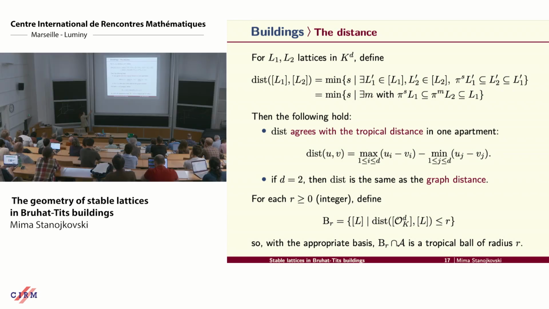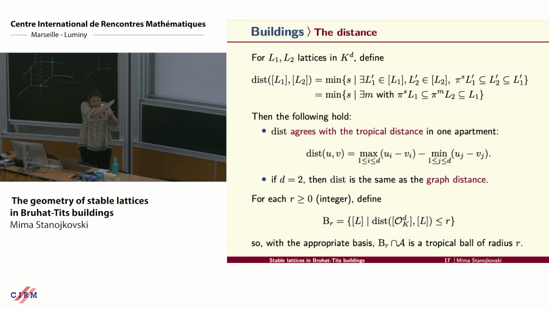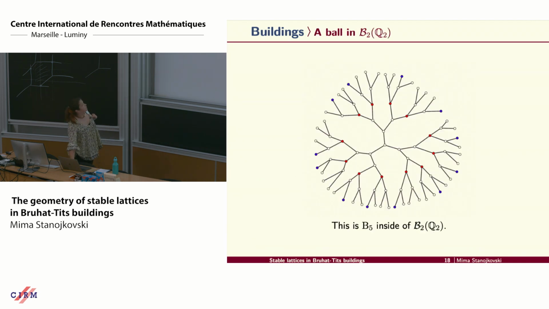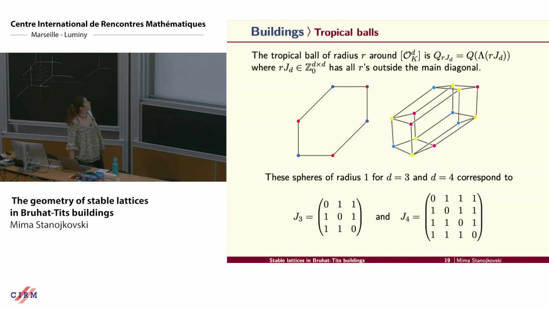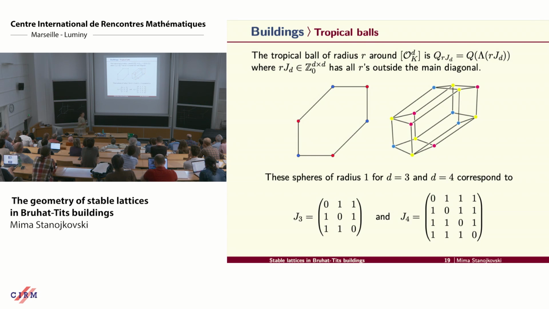And as you see, the important radii are really those that are integral. Since the distance in the building agrees with tropical distance, slicing a ball with an apartment will give you a tropical ball. So here is a picture for d equal to 2, a ball of radius 5 in B2, Q2. If I wanted to look at tropical balls, here's what they look like for d equal to 3 and d equal to 2.